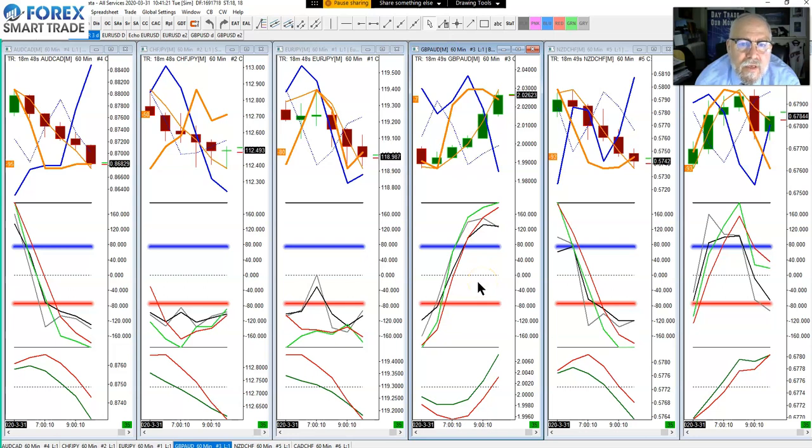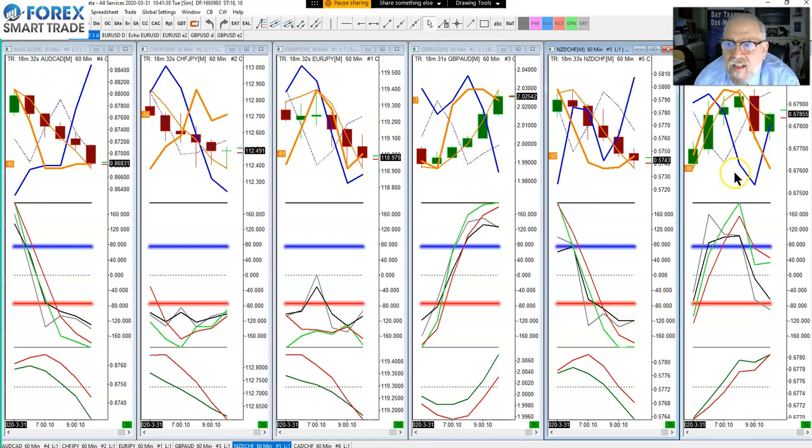Pound, Australian dollar overbought and going up. New Zealand Swiss franc oversold. The minors are starting to turn. The majors aren't there yet. And Canadian Swiss franc, kind of in the middle of the channel. It's kind of weak in the middle of the channel because we've got the big bend in the green line here.